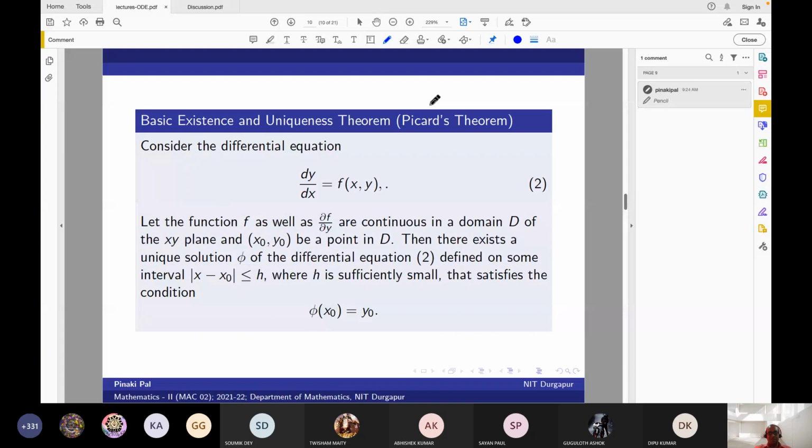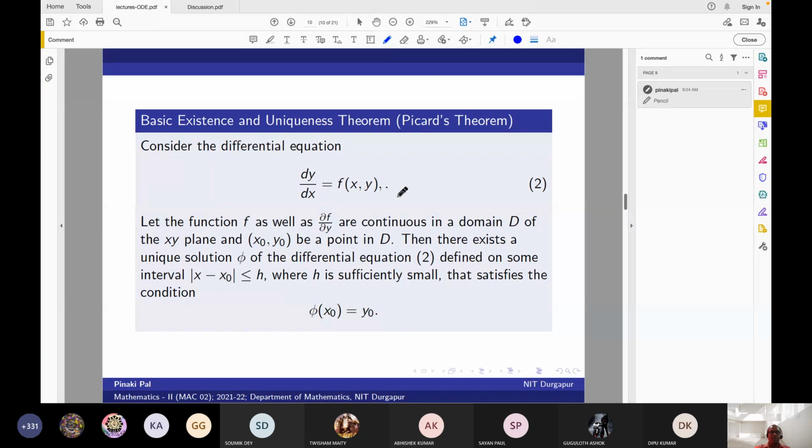Then it will be very nice theoretical support to solve a particular problem involving differential equations. One such very simple existence and uniqueness theorem is called Picard's theorem. So what is the statement of it? It is very simple. We are dealing with a first order ordinary differential equation, first order and first degree, dy/dx = f(x,y).